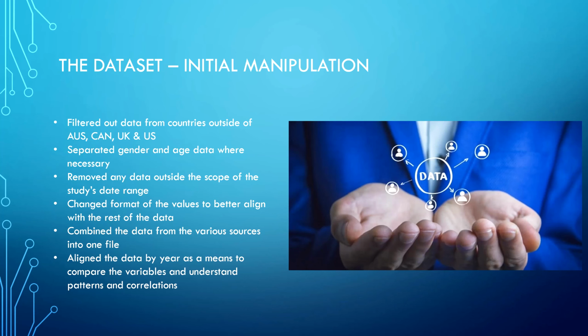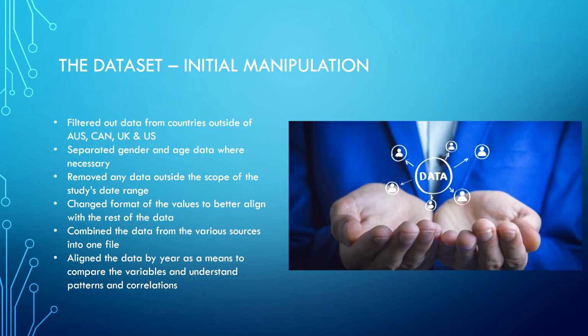Now, given the number of various sources that we pulled the information from, they all came in different formats, different column headers, and different countries as well. So we had to filter out the actual data for the relevant countries, which we focused on Australia, Canada, the UK, and US. We separated, because we were looking at demographic information such as gender and age, so we separated those out where available. We removed any data outside of the scope of the study's date range. So again, anything that's beyond 1990 and anything that's newer than 2019, we also removed.